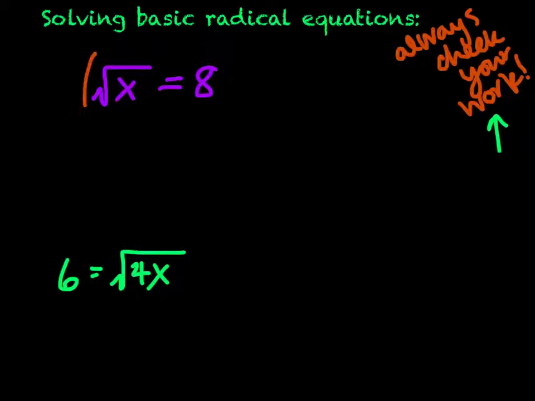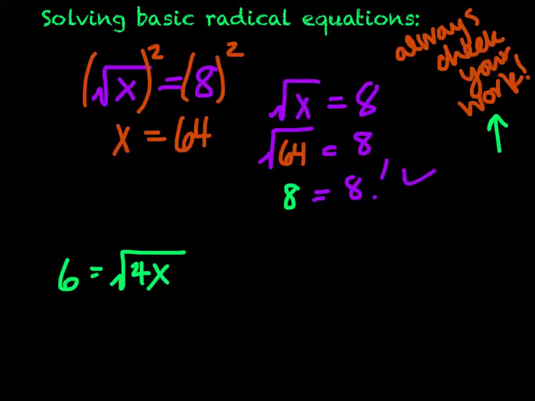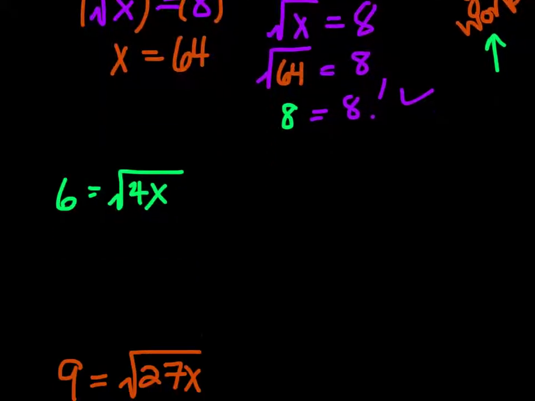If we square both sides, we get x is equal to 8 squared, which is 64. Awesome. So if we check our work, the square root of 64 is equal to 8, and we'd be right every single time because 8 is equal to 8. So awesome, it checks out. Cool.